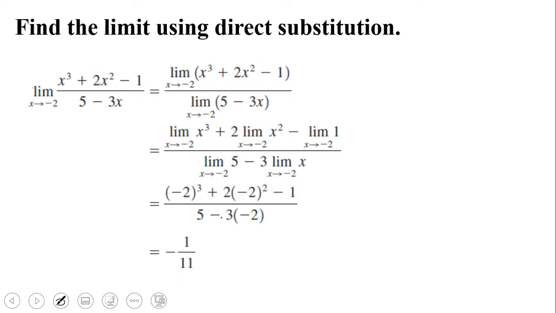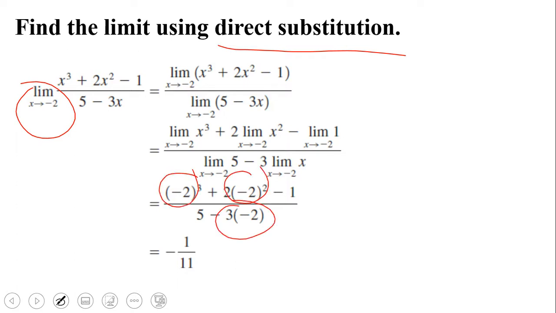Here's another one. You're going to x equals -2. Your first step is to try to just plug -2 in. So everywhere there's an x, put a -2. See if you can do it. Look at that. You can. You get an answer. That's the limit, -1 over 11.